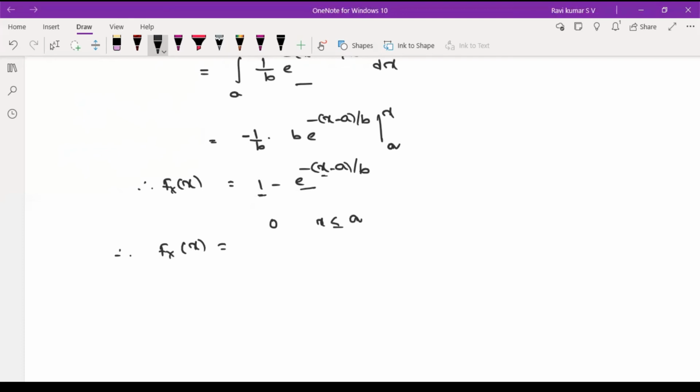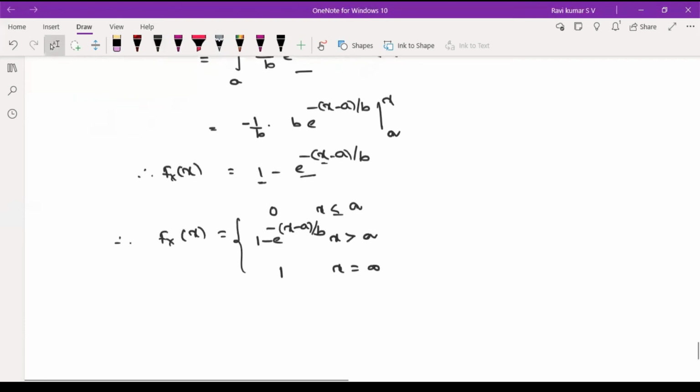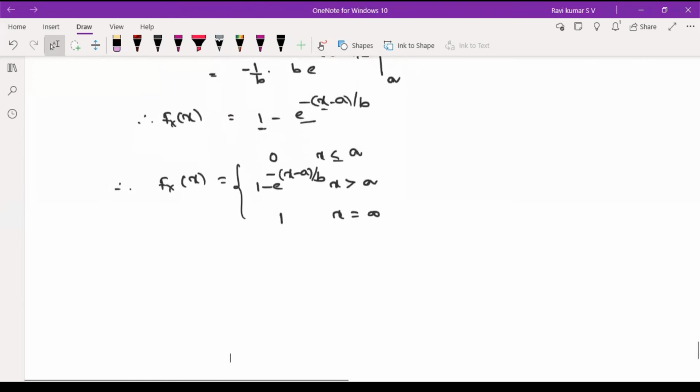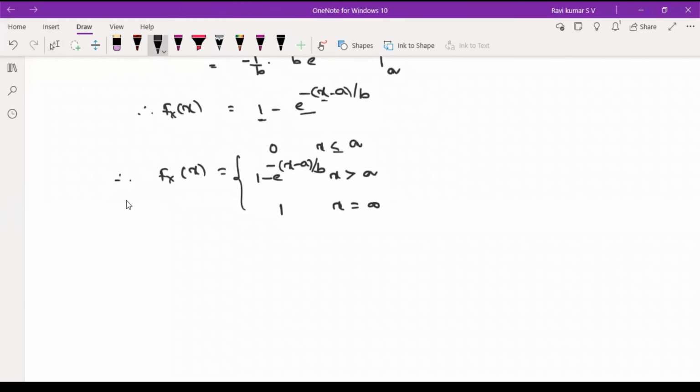So here you can take 1 for x is equal to infinity, and for other values, that is x greater than a and less than infinity, you can get this expression as 1 minus e power minus of x minus a by b. So this is the final expression of distribution function for the given conditions. And you can also represent the density and distribution function here with respect to graphs. A very simple graph I am going to draw here.